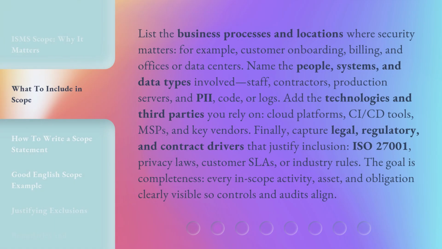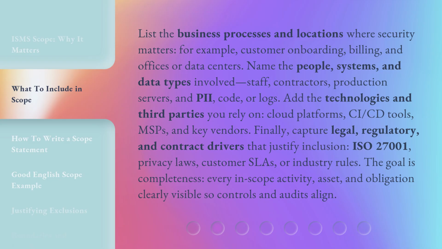List the business processes and locations where security matters. For example, customer onboarding, billing, and offices or data centers. Name the people, systems, and data types involved: staff, contractors, production servers, and PII, code, or logs. Add the technologies and third parties you rely on: cloud platforms, CI/CD tools, MSPs, and key vendors.